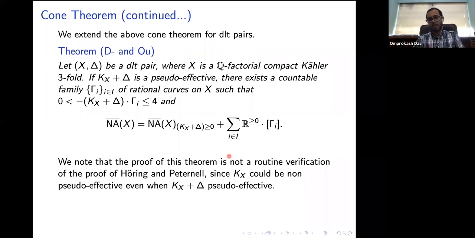Okay, there are two main obstacles. One is that here, when I say Kx plus delta pseudo-effective, of course, Kx itself could be not pseudo-effective, right? Okay, so that is a problem. Okay, then the cone theorem, before I said it looks very different.